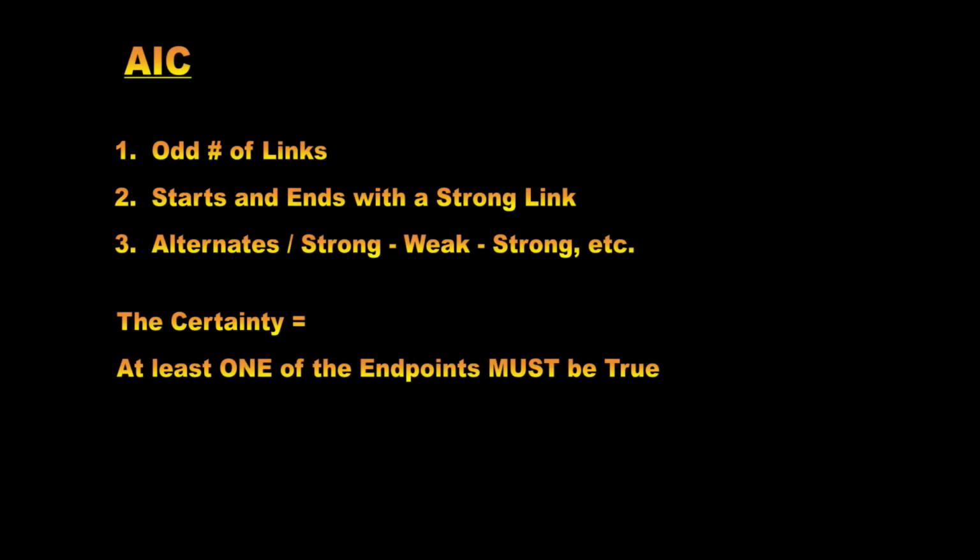We will see that if the AIC has an odd number of links, and if it begins and ends with a strong link, in other words, strong, weak, strong, etc., regardless of the length, we will know with absolute certainty that if the first candidate of the chain is false, then the last candidate will be true. And also, if the last candidate of the chain is false, then the first candidate will be true. This ensures that at least one of the endpoint candidates must be true.